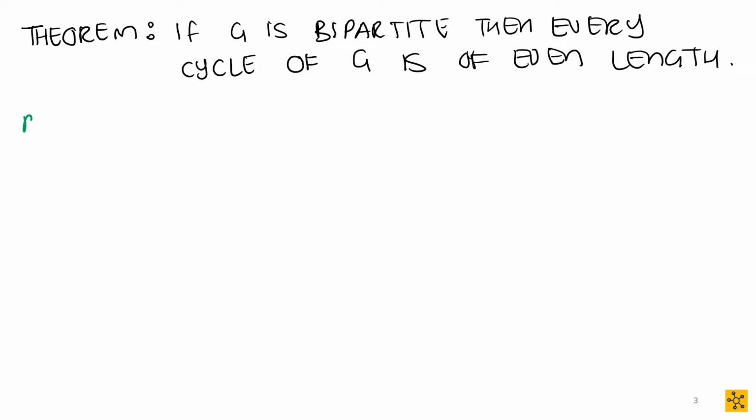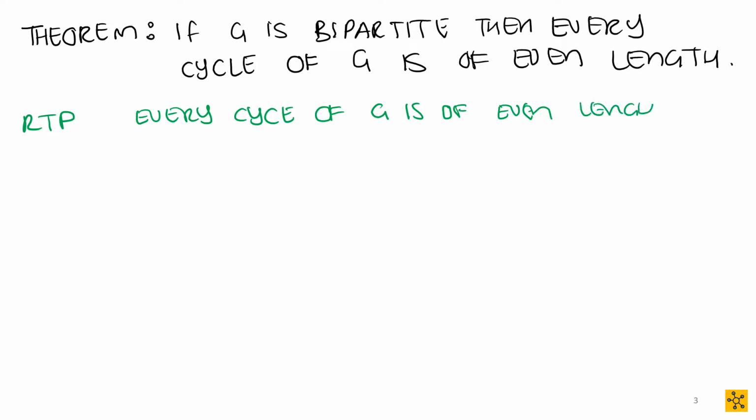So what we're required to prove is that every cycle of G is of even length, given that G is bipartite. And let's just finish that. There we go. One of the other things you need to think about, particularly when you're proving, is what do you know about bipartite graphs? What do you know about cycles? Because the whole idea behind a proof is you're going to utilize the definitions and theory that you already know to prove what you want to prove, that every cycle of G is of even length if G is bipartite.